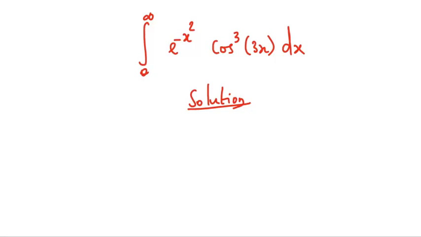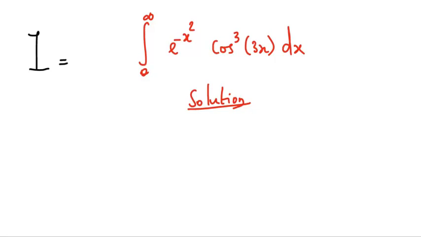We have this interesting improper integral from MIT: the integral from 0 to infinity of e to the power of negative x squared times cosine of 3x cubed dx. So let's get started. This integral, let's call it I.